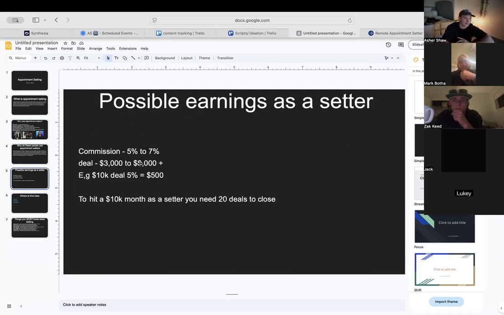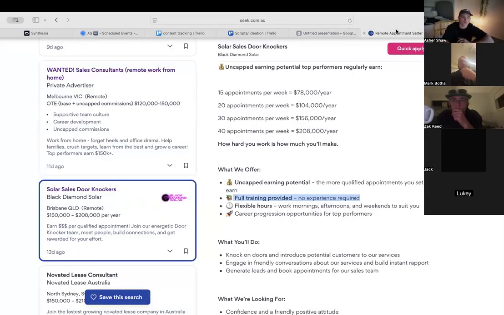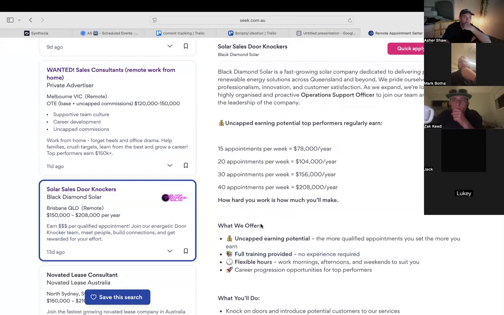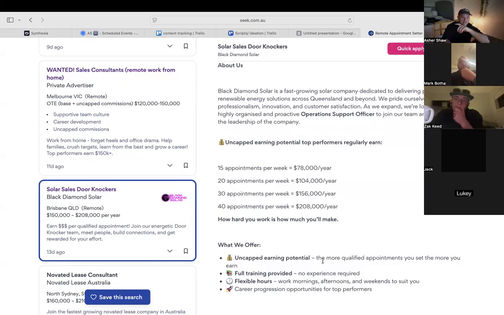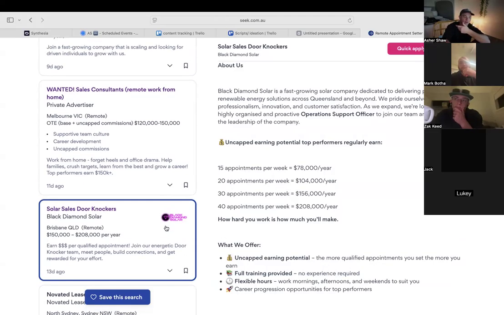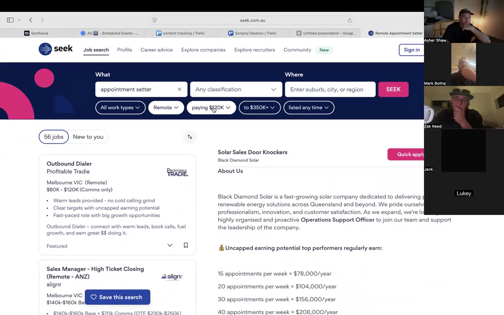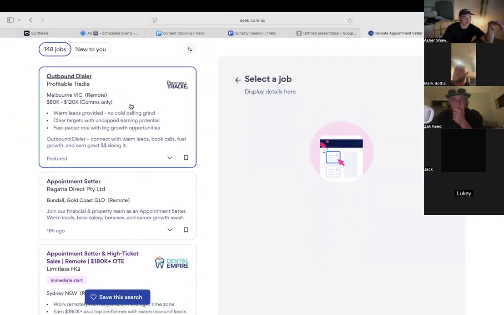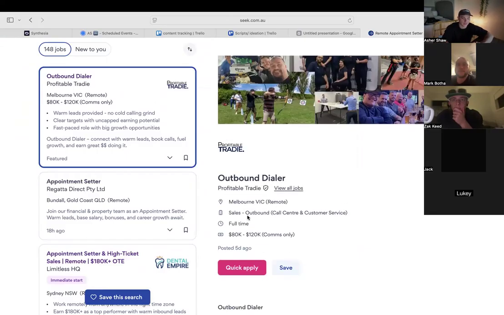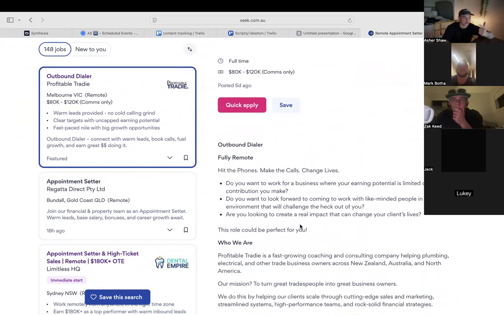It's like, this is the possible earnings that you can have and then where to find these roles. So I went on seek.com, bro. Now, some of these don't need experience, but imagine how many people are going to be applying to that. If you go on Seek here and change it, we'll go from like 60K. But looking at these ones, stay away from outbound as well, because it's cold calling. It's a brain dead job.